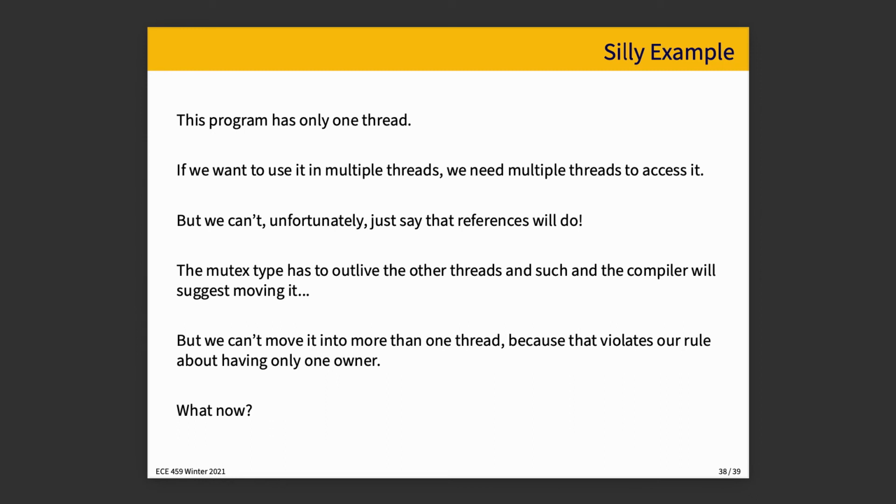We can't, unfortunately, just say that references will do. You can't really have references to this mutex because the mutex has to outlive all of the other threads, and the compiler will suggest moving it into a thread as we create it. But that doesn't work because we can't move the same mutex into more than one thread because it violates our rule about having only one owner. And cloning it doesn't help because that makes another copy of what we've got and isn't a mutex protecting the same thing. So what do we do now?